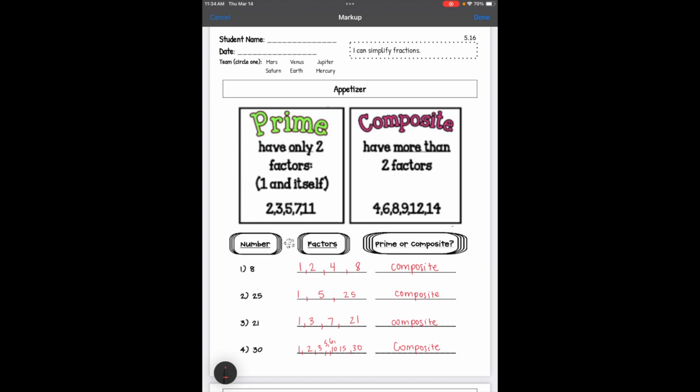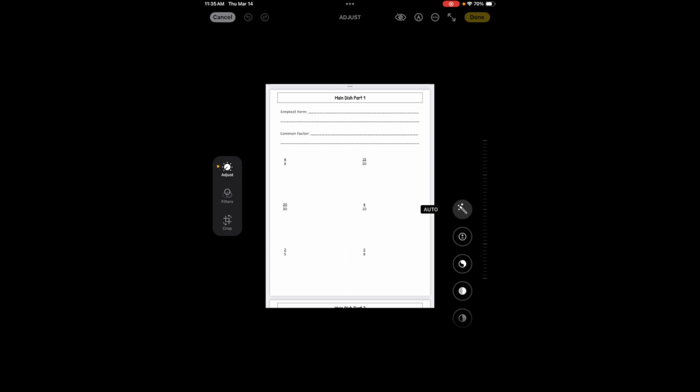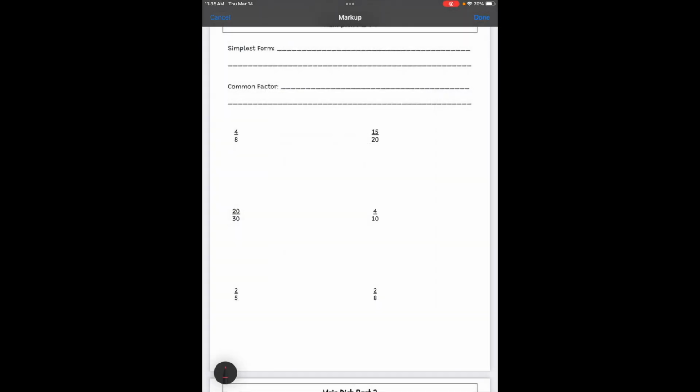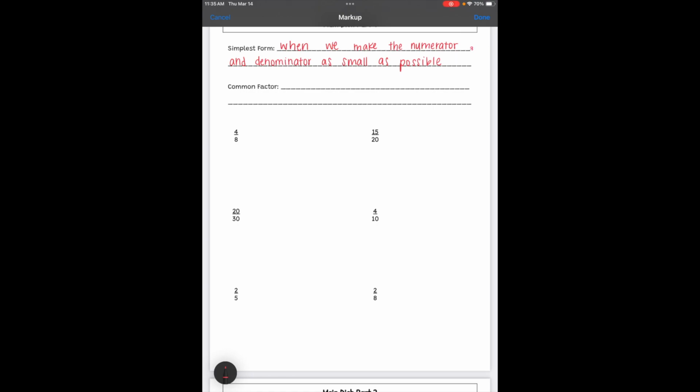Working with prime and composite numbers is actually going to help us a lot with our main dishes today. So we're going to be talking about simplest form of a fraction. Simplest form is when we can make the numerator and denominator of a fraction as small as possible. So instead of saying 3/6, we would like to say in simplest form that this is actually 1/2. 1/2 is a lot easier of a fraction to deal with, to picture in our mind. So the smaller the numbers that we can get when we're dealing with our fractions, the better.